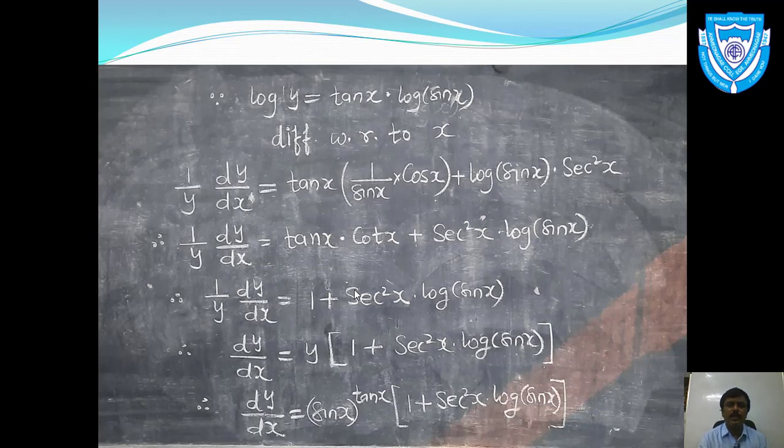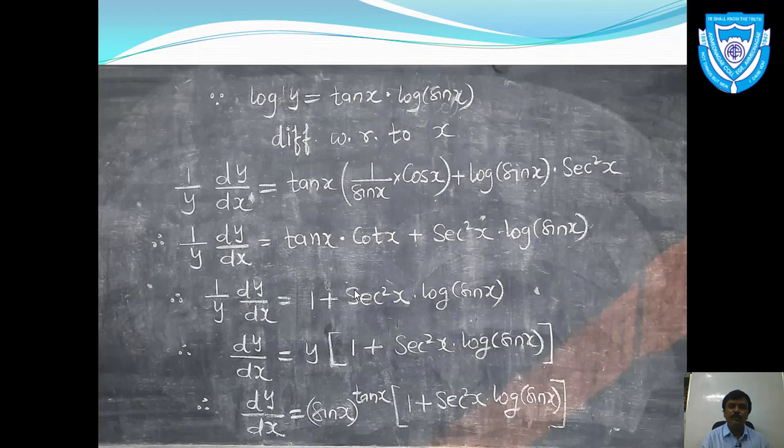So differentiating with respect to x at the left hand side, the derivative of log y is 1/y into dy upon dx. The left hand side derivative is done, which is equal to, now let us try to find the derivative of the right hand side, and as I told you before, we'll have to use the product rule, that is u into derivative of v plus v into derivative of u.